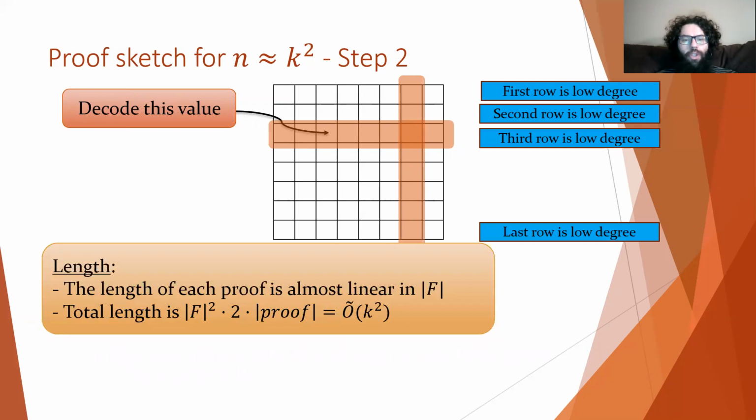So what's the length of each proof? The length of each proof is almost linear in F. And the total length, so for each point, we have something like, how many points do we have? We have F squared many points. For each point, we have 2 lines, so that's another times 2. And then we multiply by the proof length. And the total length becomes something like K squared. I will skip the exact computation, but that roughly covers the idea. All right, so that's the bivariate example.